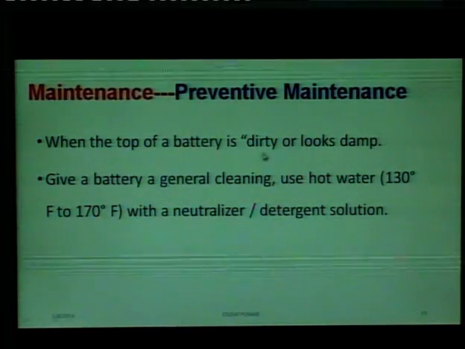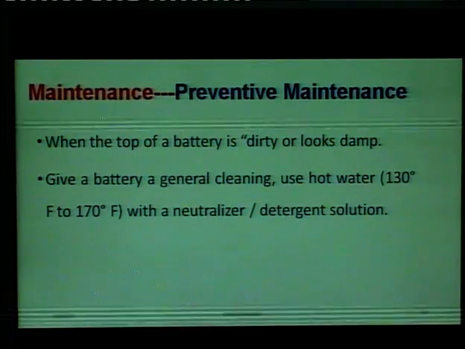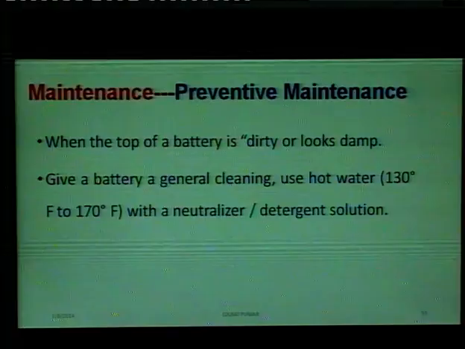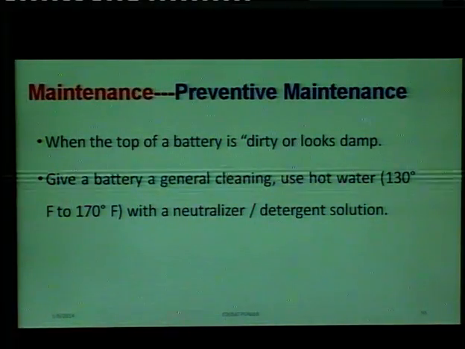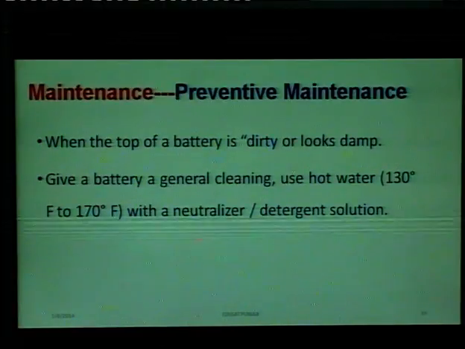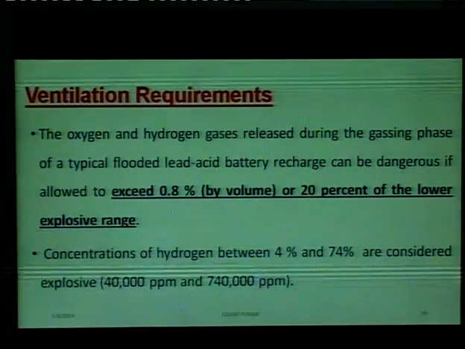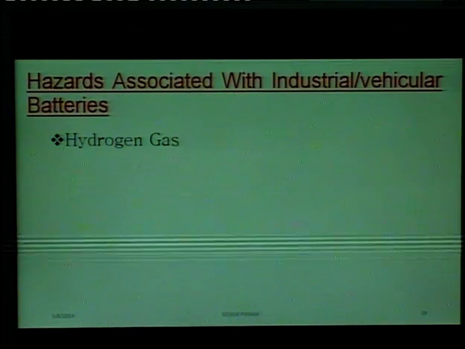When the top of the battery is dirty, जेकर सानू उपरों गंदा लगता, वो points terminals खराब लग रहे हैं, then we should maintain it properly. We should clean it with hot water with some neutralizer or detergent solution, soap solution ਦੇ ਨਾਲ, powder, surf ਵਗੈਰਾ ਦੇ ਨਾਲ। So ventilation is very very important. Hazards associated with industrial or vehicle batteries.